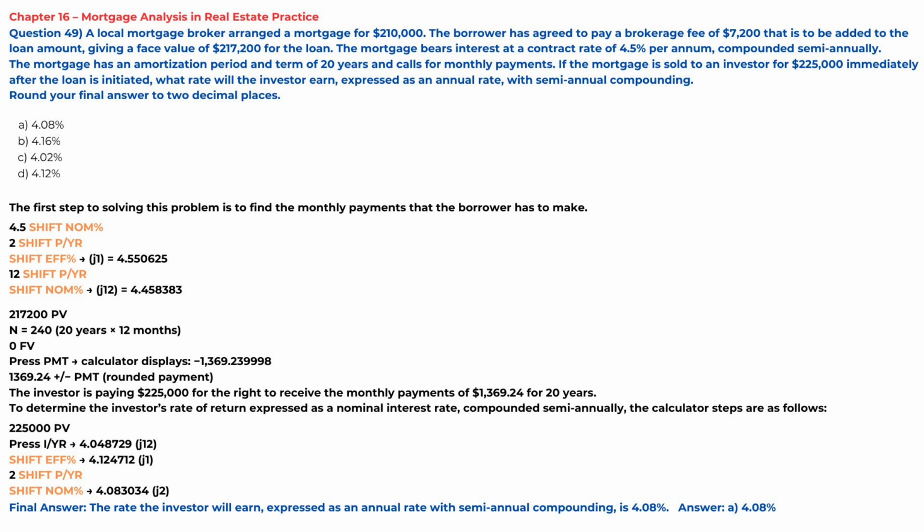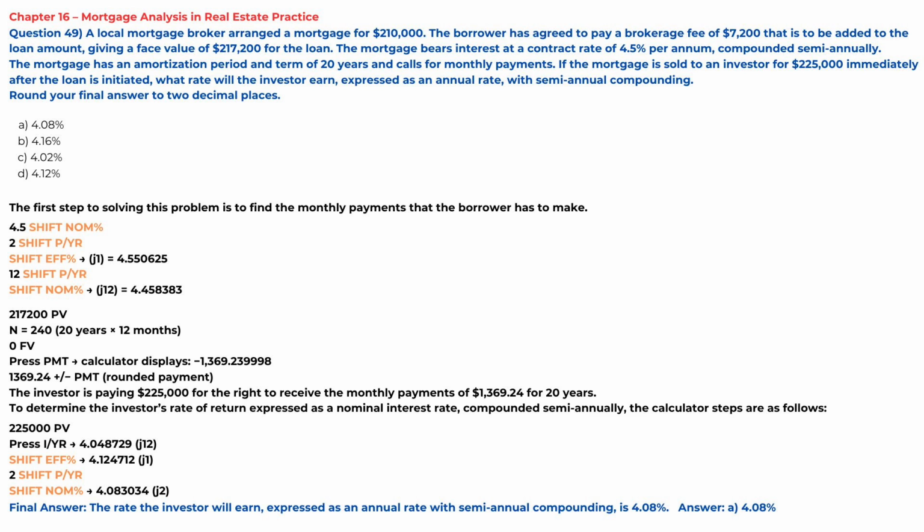The first step to solving this problem is to find the monthly payments that the borrower has to make. 4.5 Shift NOM. 2 Shift PYR. Shift Effective. Calculator stores J1 equals 4.55625. 12 Shift PYR. Shift NOM.